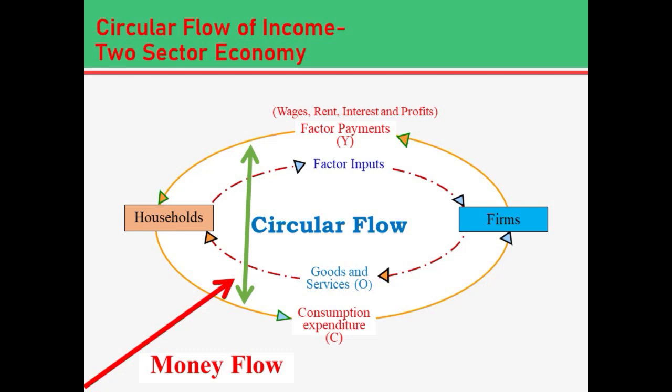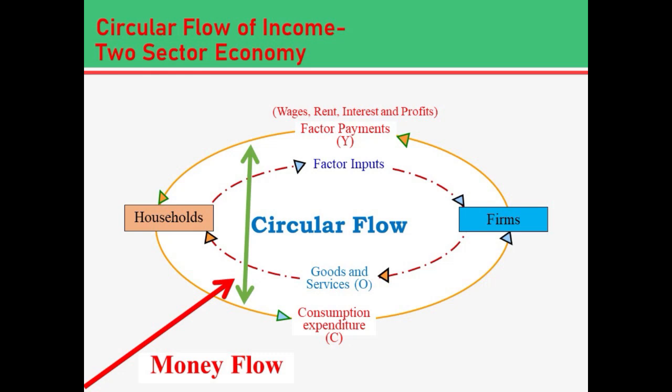And again, households are making expenses out of the same amount of earning it has received from the firms in terms of consumption expenditure. That means household sector is making consumption expenses on purchase of goods and services provided by the firms. This is in the form of, again, money. So that is why this is money flow. So we are getting two different types of flows. One is real flow of goods and services. The second is money flow in between two different sectors.